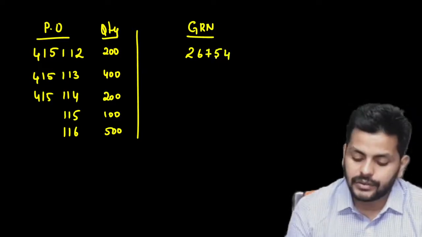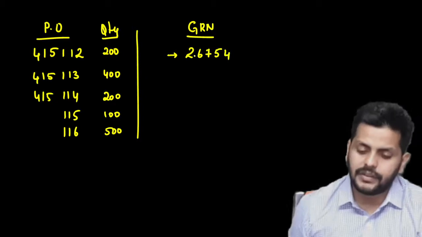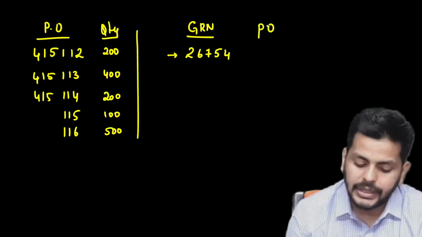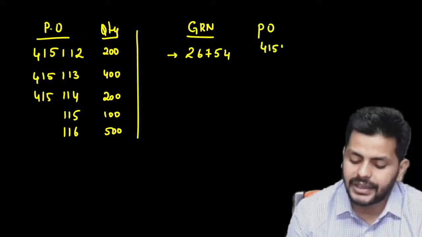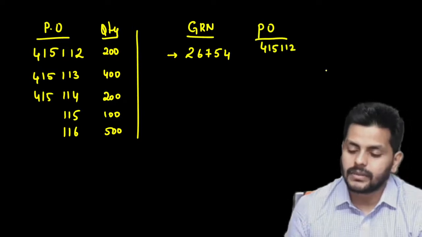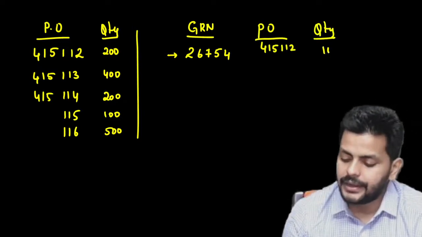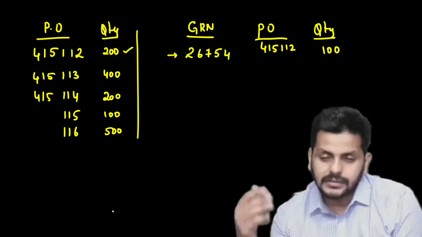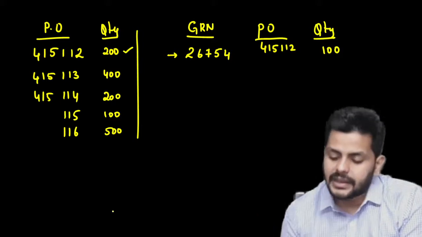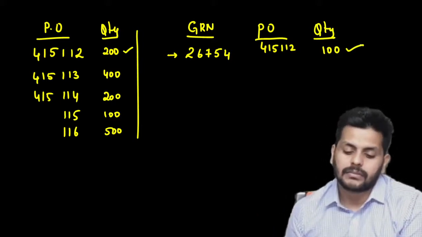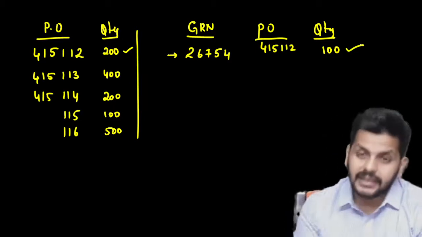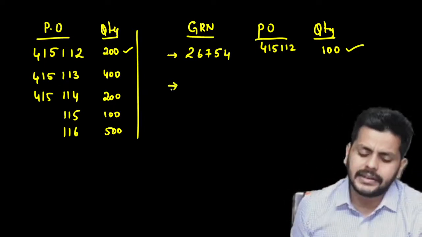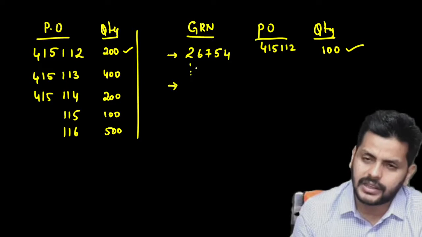Now the big question is, against which PO did you receive the goods? So GRN number 26754 was raised against the PO number 415112. Sir, for how much quantity? 100. Sir, what nonsense you're talking? We raised an order for 200. So our supplier right now has 100. He sent 100. Now, this is exactly why I'm talking about this example. This is all transaction data. Now, a few days later, we received one more. Meanwhile, so many GRNs are raised.